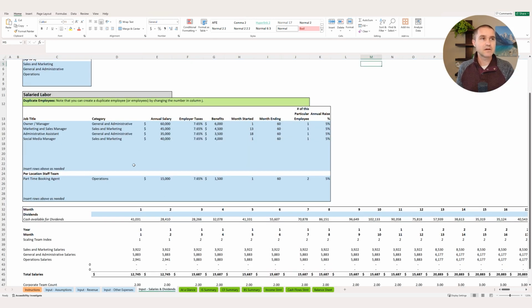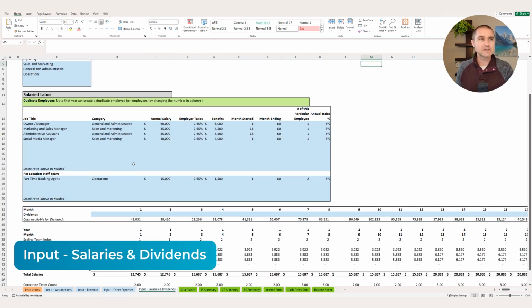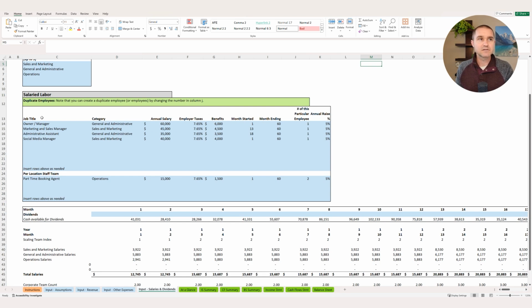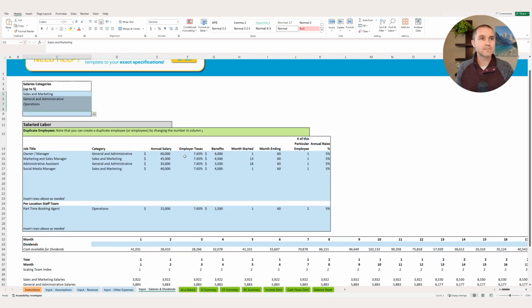Then the last tab here is our salaries tab. So you can set up the different job titles here, salaried positions, what category they're in, and you can set the categories up here. You can set their annual salary, their employer taxes, their benefits. We set their benefits as 10% of their annual salary. You can set what month they're going to be starting. So starting the owner, you as the owner or manager, you're going to get paid starting in month 1, but maybe you're going to add a marketing and sales manager in month 13.